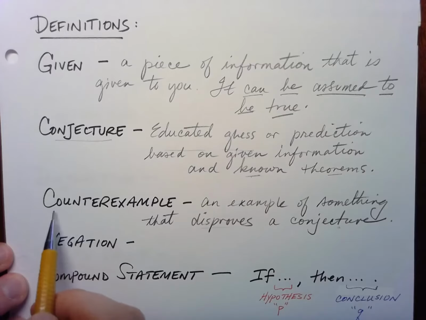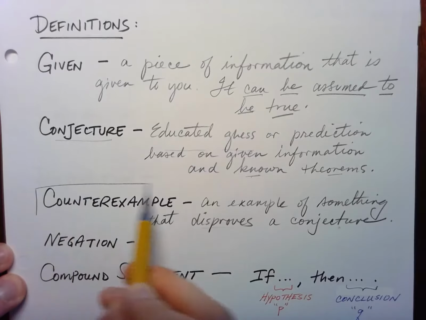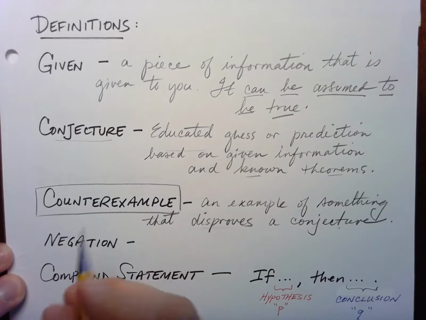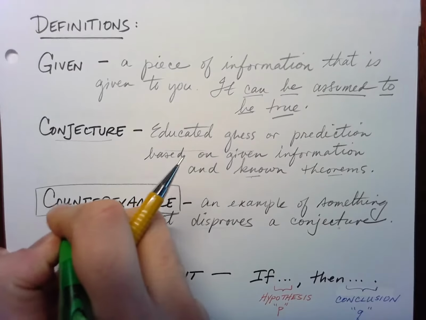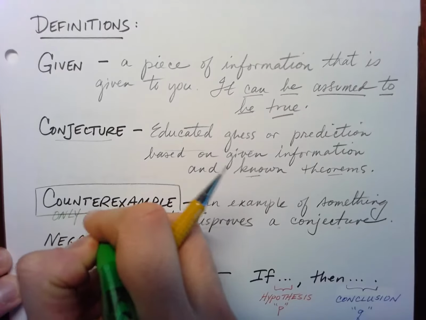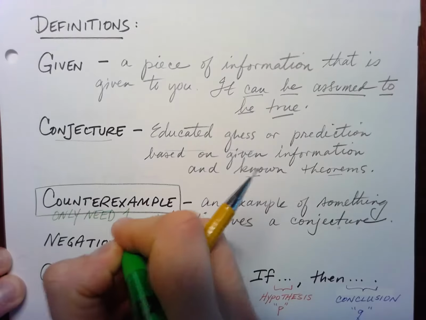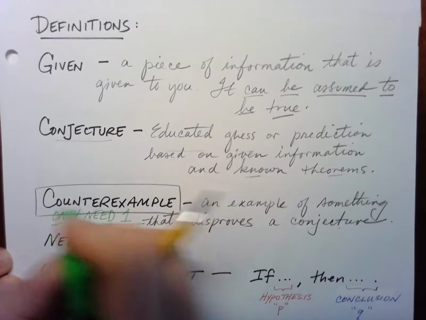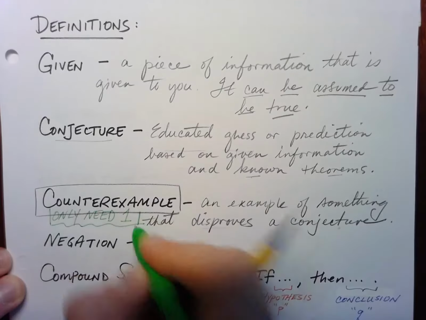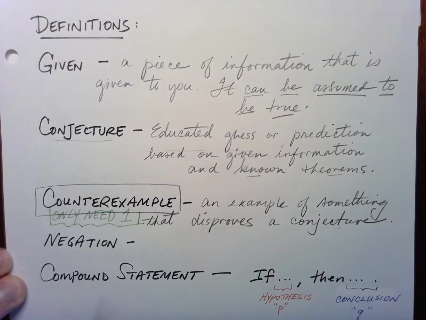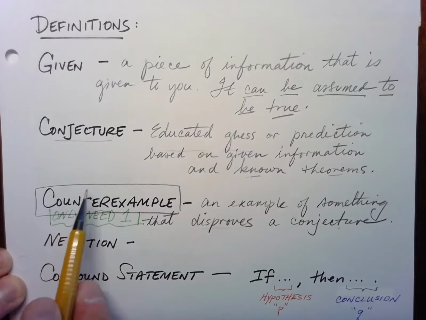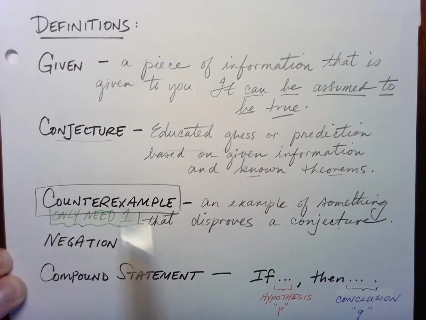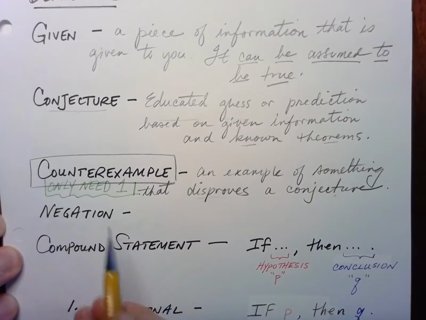And you only need one counterexample. I'm going to write this in red, or green, so that you don't forget it. You only need one. Okay, you only need one of these. If you can show one counterexample that disproves a conjecture, then that's all you need to show that the conjecture was false.